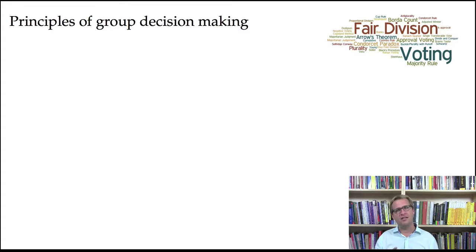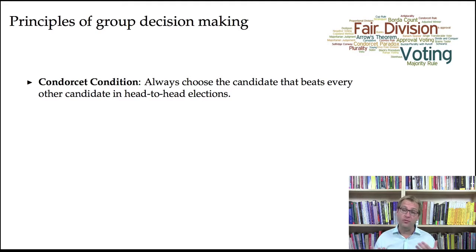I'm not going to spend a lot of time talking about these, and this list is not meant to be exhaustive, but I just wanted to give you a sampling of these principles of group decision making. So the first is one that we've already seen, namely the Condorcet Condition. This is just the principle that says if a Condorcet winner exists, then that winner should be elected. So this principle says, in effect, you must use a Condorcet consistent voting method.